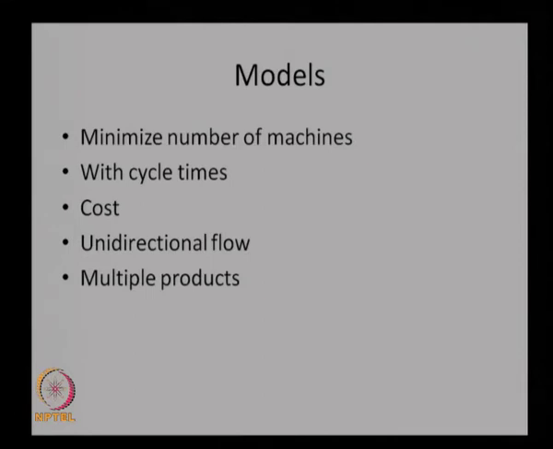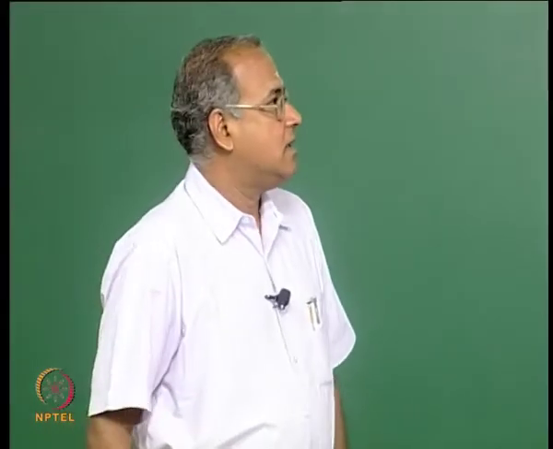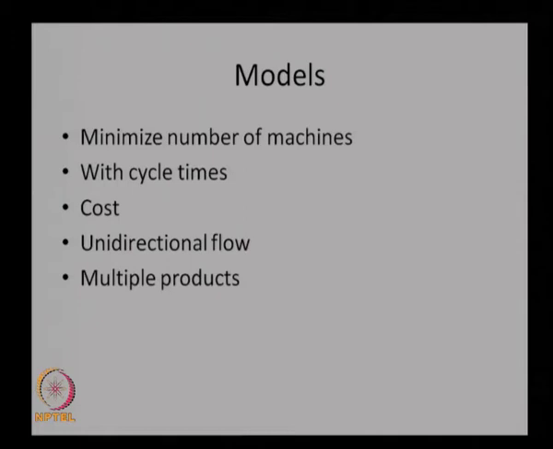Other models would include minimizing the number of machines considering a cycle time restriction, minimizing the number of machines considering cost, and cost as well as cycle time restrictions, building models that take into account unidirectional flow, and extending this model to multiple products. So, these will be the topics or aspects that we will be looking at under product based cells.